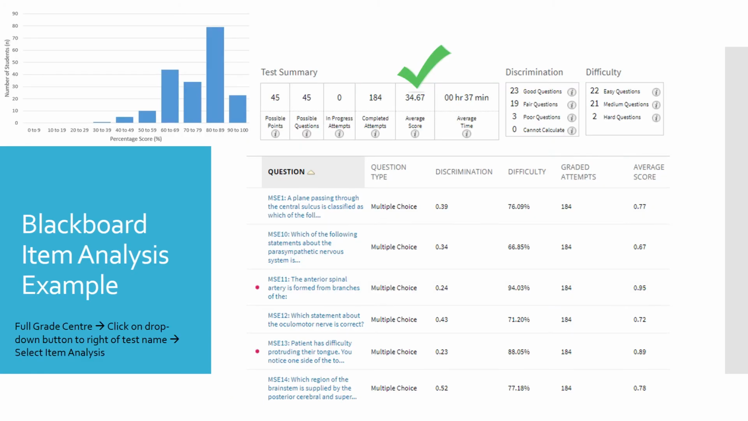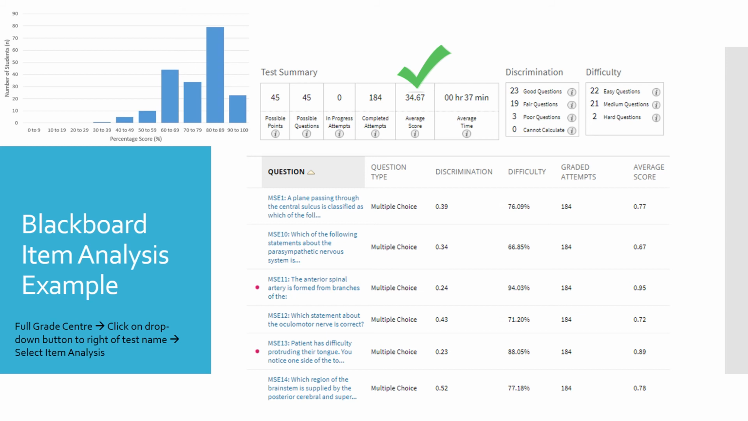So here's an example of an item analysis of a test that I gave in the mid-semester this year. To get that, I go into the full grade center. I click on the drop down button that's on the right of the test name, and then I select item analysis. And what comes out is this summary up here and the questions down here. So it tells me that the mid-semester exam had 45 possible questions, 184 students completed it. The average score was 34.67 out of 45. So it's very high, and the average time students took to complete this exam was 37 minutes.